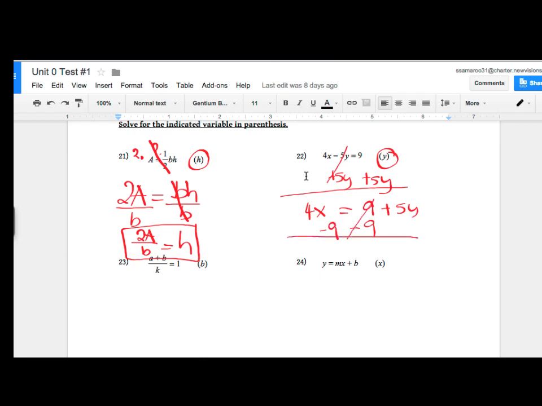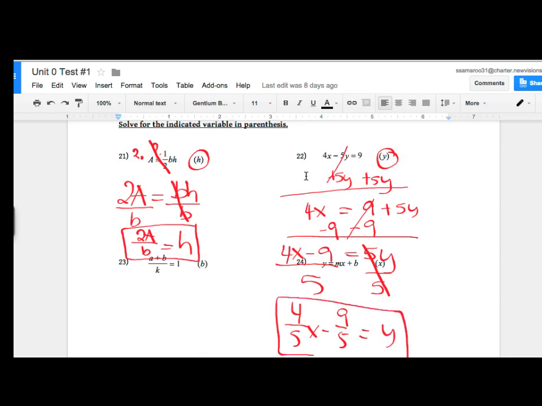So, minus 9 on both sides. My 9s are canceled. 4x minus 9 again. These are not like terms, so I can't combine these. Is equal to 5y. Again, I want y by itself, so I divide by 5. This is canceled. 4 over 5x minus 9 over 5 is equal to y.